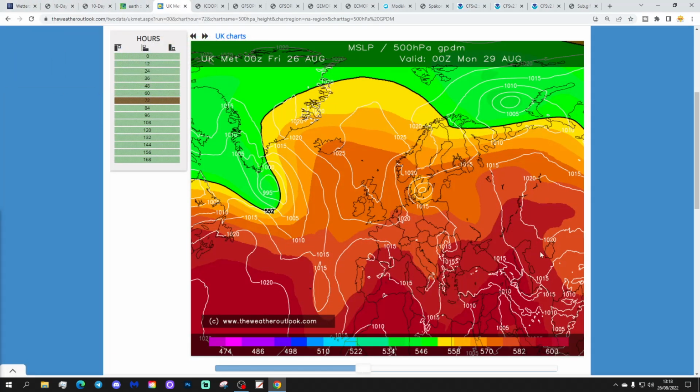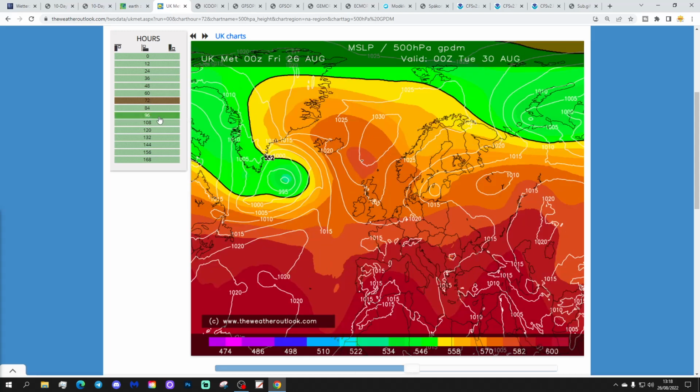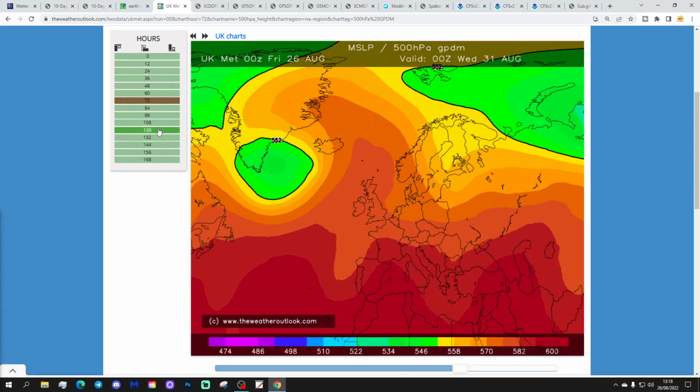Okay, so let's have a very quick look at the general charts. We're going to start off with the UK Met Office Euro run from the weather outlook today, starting on Monday with high pressure dominating the weather over the top of the country. That will bring lots of dry, fine weather for bank holiday Monday. That carries on Tuesday and on into Wednesday as well.